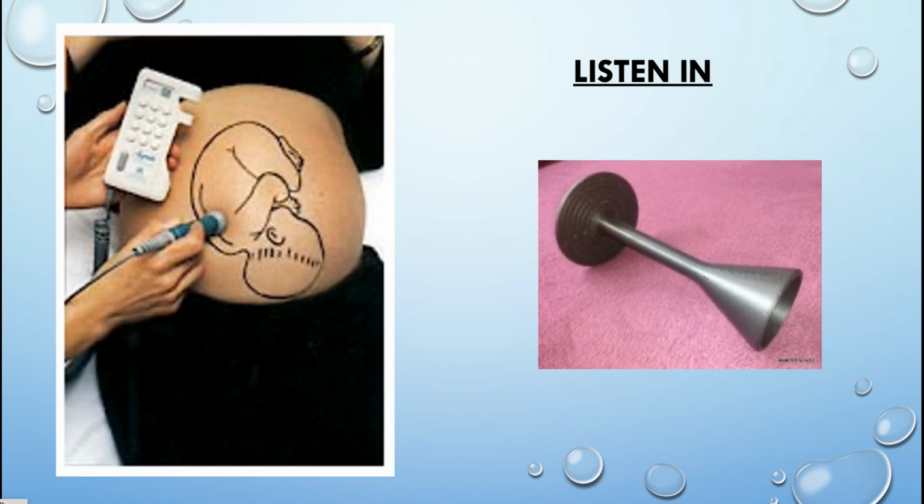On the screen, you'll see 2 different methods of listening in. The one is the Sonicaid, and mum can hear the baby's heartbeat with that. The other one is a Pinard stethoscope that the midwife will use onto the abdomen. There is a reason why we use the Pinard stethoscope rather than the Sonicaid, and that's because you cannot pick up maternal heartbeat with the Pinard, but you can with the Sonicaid.